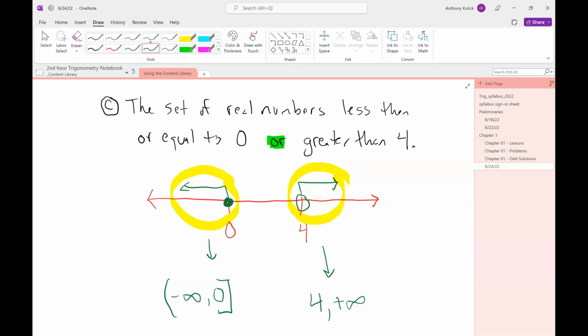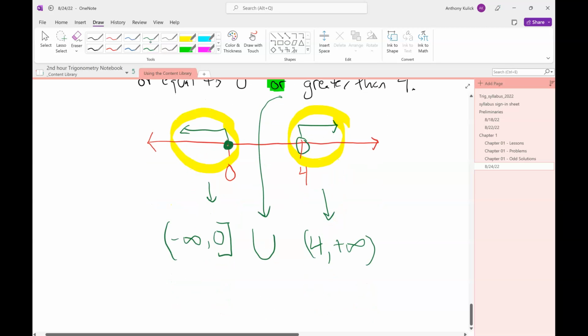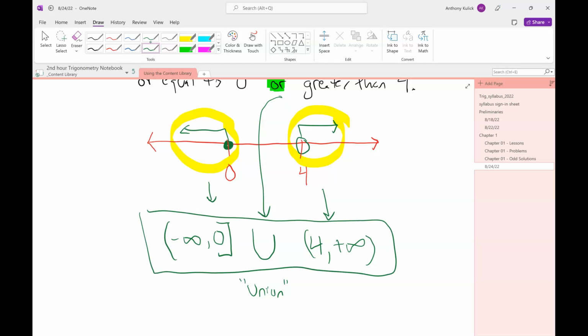The 4 gets a parenthesis. The positive infinity gets a parenthesis. And then we need a symbol to go in between them. That is the union symbol. That's that big U with no tail. That means union. That's an operation between two sets that basically says everything in this set and then everything in that other set combined together into one. So that's all the stuff that would be in it. Okay, so this would be our interval.